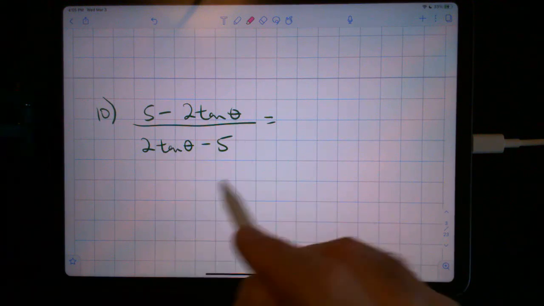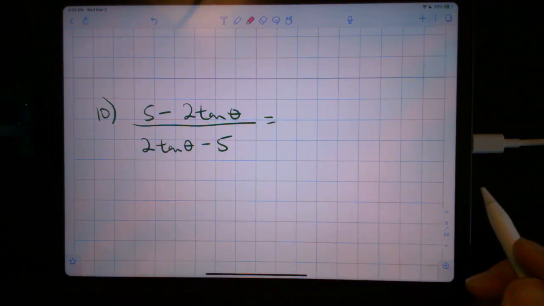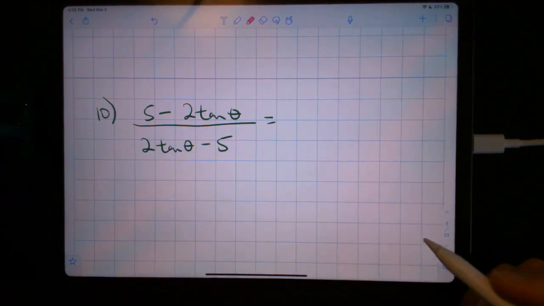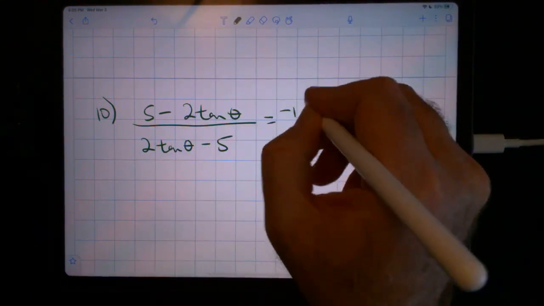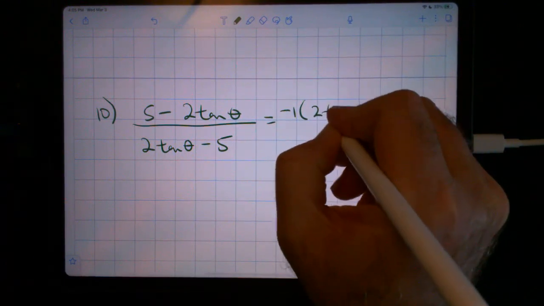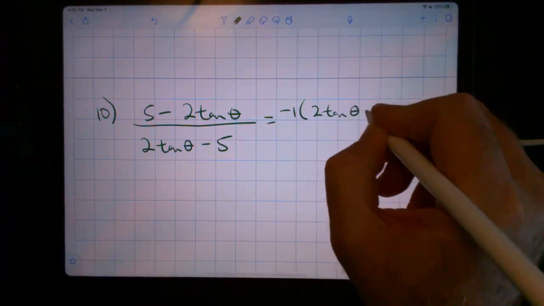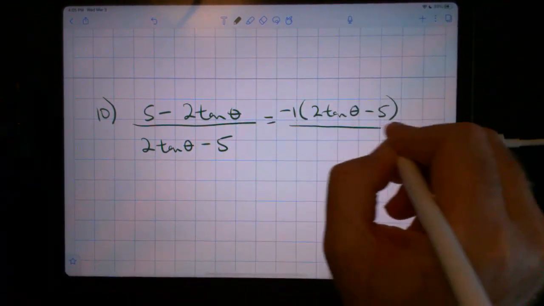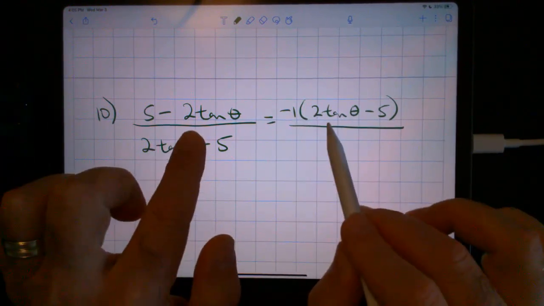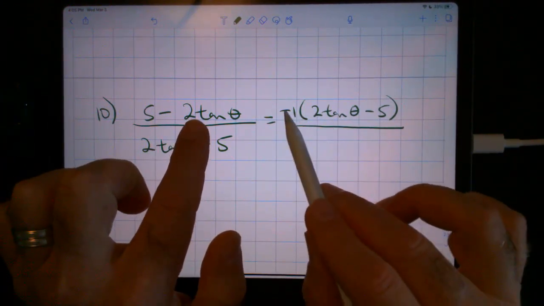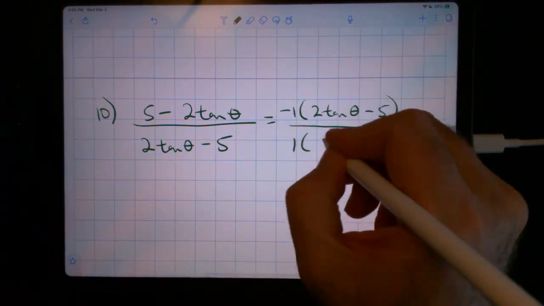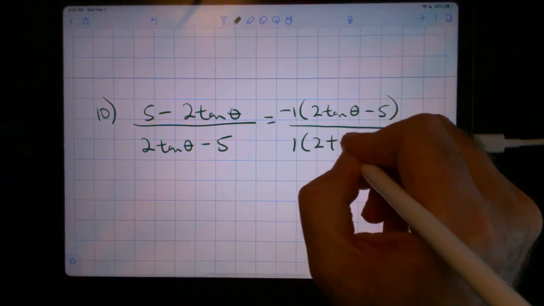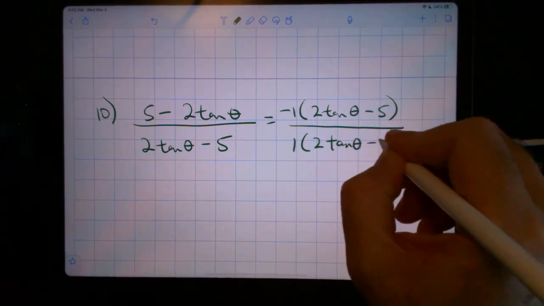So this is a pattern. I see a -1 in all of this, and let me show you what I mean by that. So the numerator, we can factor a -1 out. Because -1 times 2 tangent is -2 tangent. -1 times -5 is +5. And in the denominator, I like to put a multiplicative 1 wherever possible.